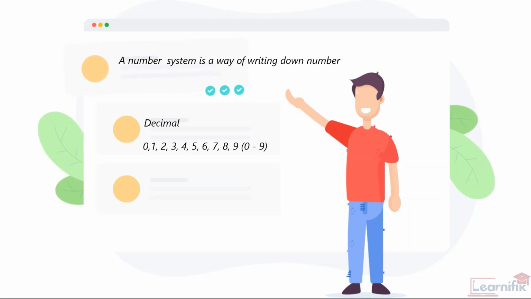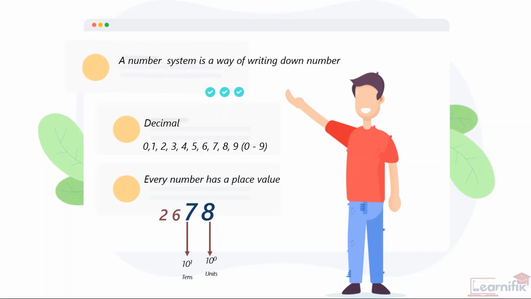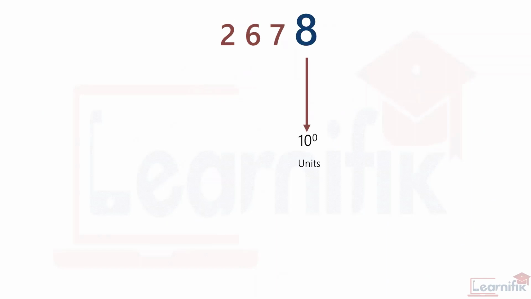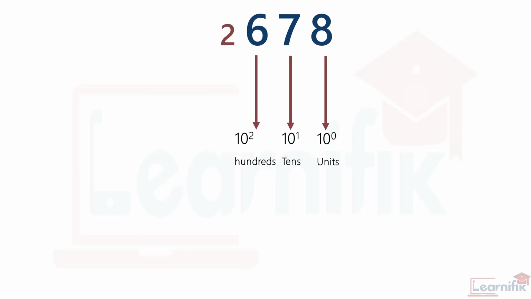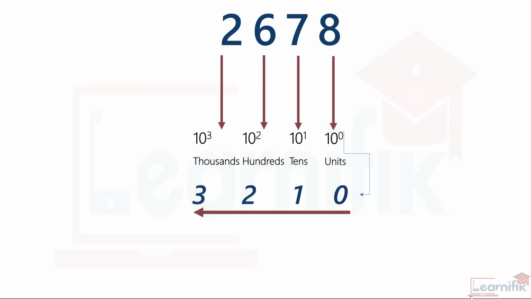When looking at numbers in base 10, it is important to note that every number in base 10 has a place value. The place value is represented by a digit in the number on the basis of its position in that number. Let's think of a number, 2678. What are the place values in this number? 8 has a place value of units, 7 has a place value of tens, 6 has a place value of hundreds, 2 has a place value of thousands.